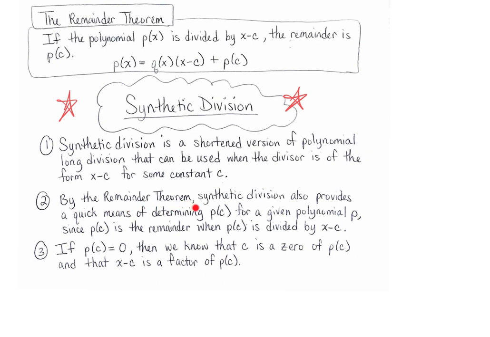By the remainder theorem, synthetic division also provides a quick means of determining p of c, or your remainder, for a given polynomial p, since p of c is the remainder when p is divided by x minus c. If p of c is equal to 0, then we know that c is a 0 of p, and that x minus c is a factor of p. So this is important to make note of. So let's actually get our hands dirty. Let's look at some examples.